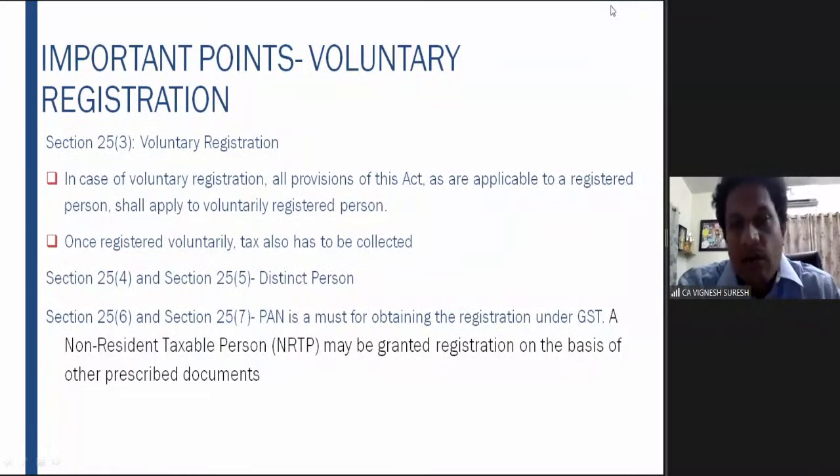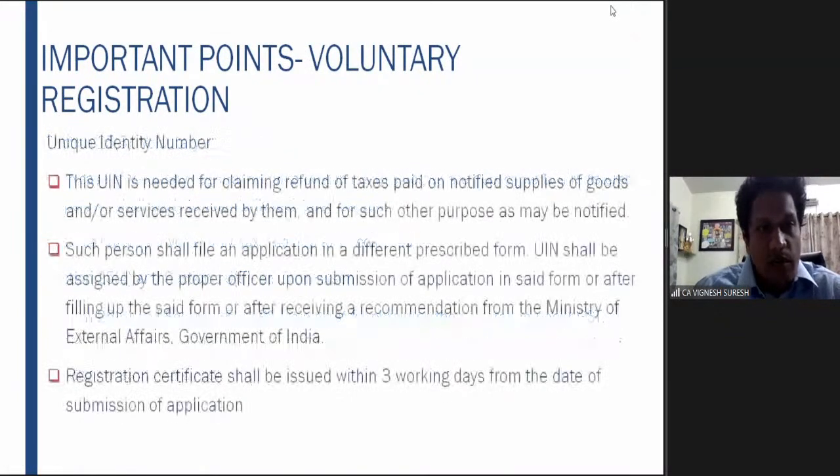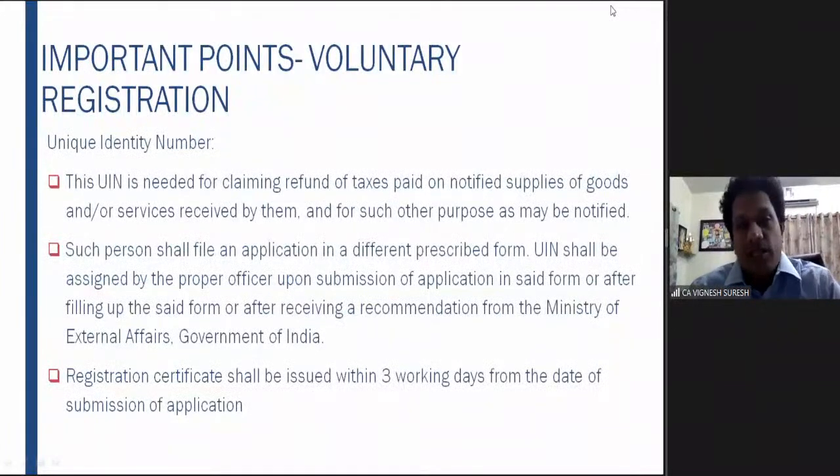You cannot say, sir, turnover is less than 20 lakhs, why should I collect? All those logics are not acceptable. Also, PAN is a must. But in the case of a non-resident taxable person, other documents like passport, etc., can be considered for the purpose of giving the registration.